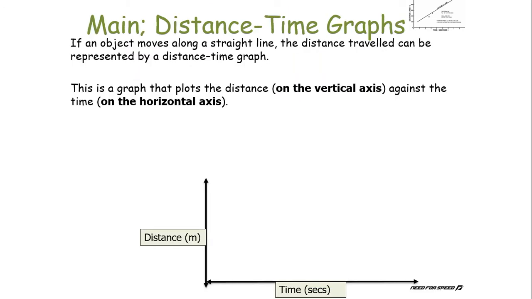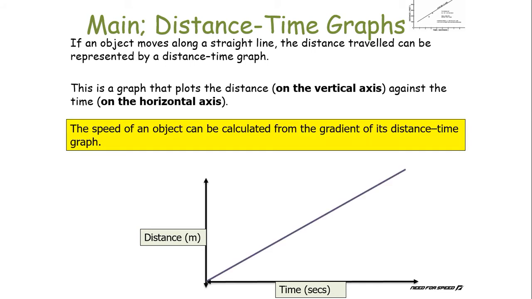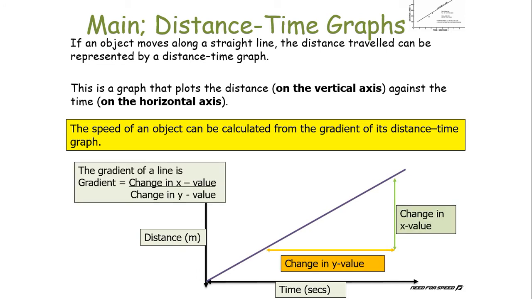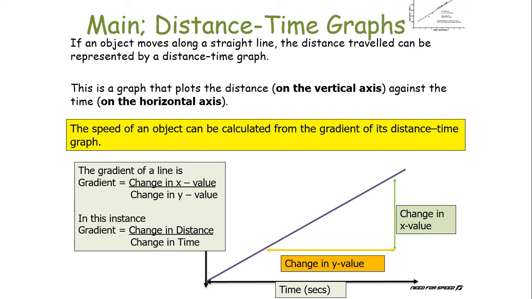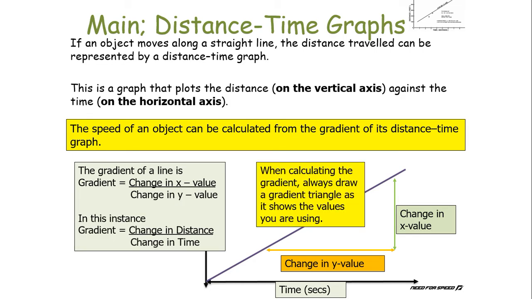So we can also plot this on a graph as well. If an object moves along a straight line, the distance travelled can be represented by a distance time graph. So we're putting distance on the vertical axis and time on the horizontal axis. And the speed of an object can be calculated from the gradient of its distance time graph. Now a gradient is the change in the y value divided by the change in the x value. So it's going to be change in distance over change in time.